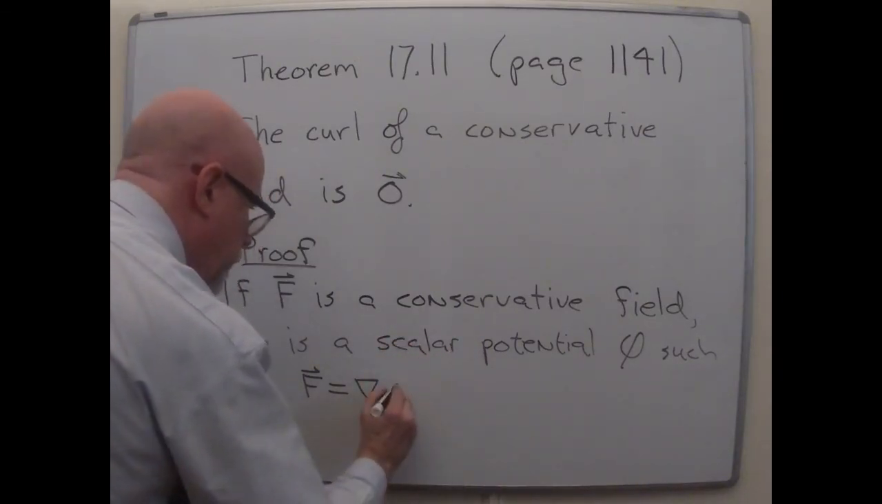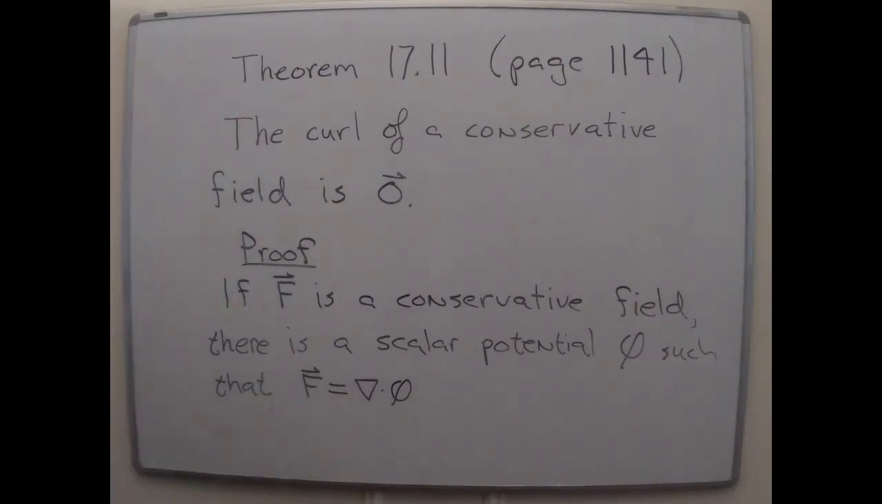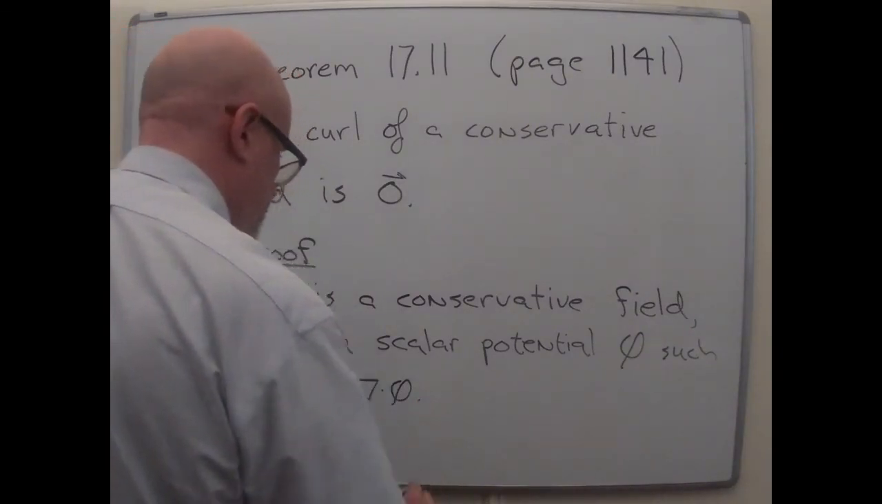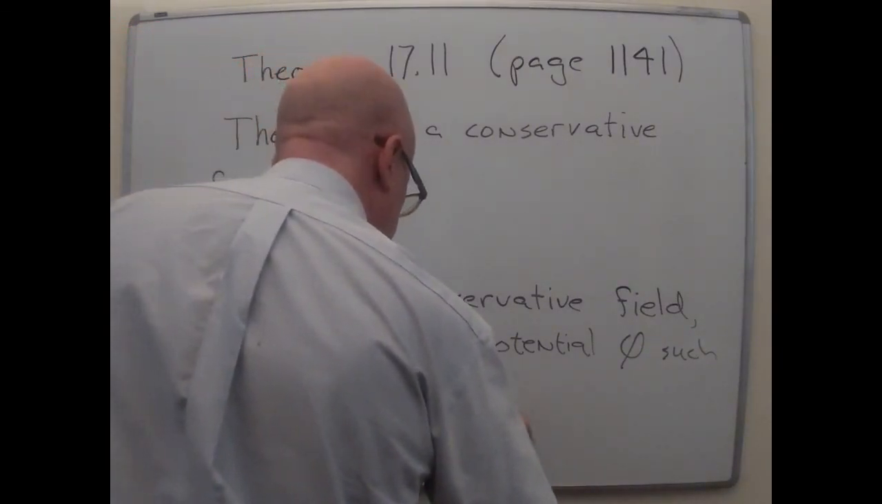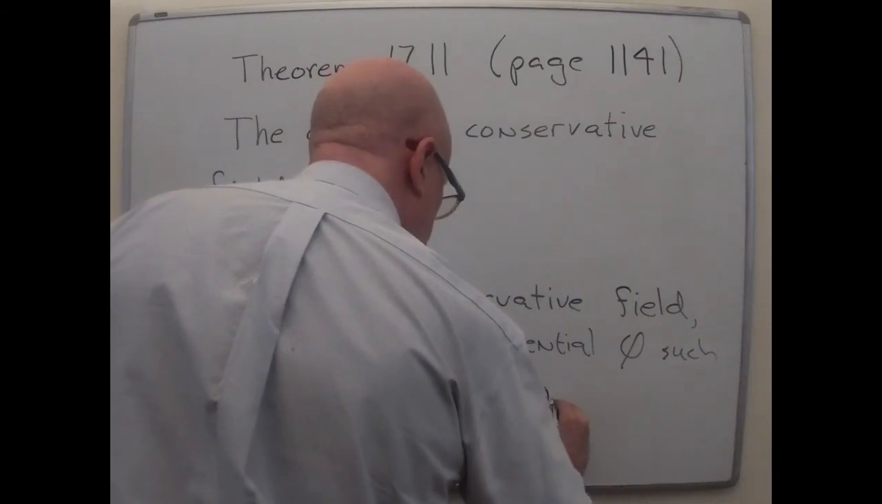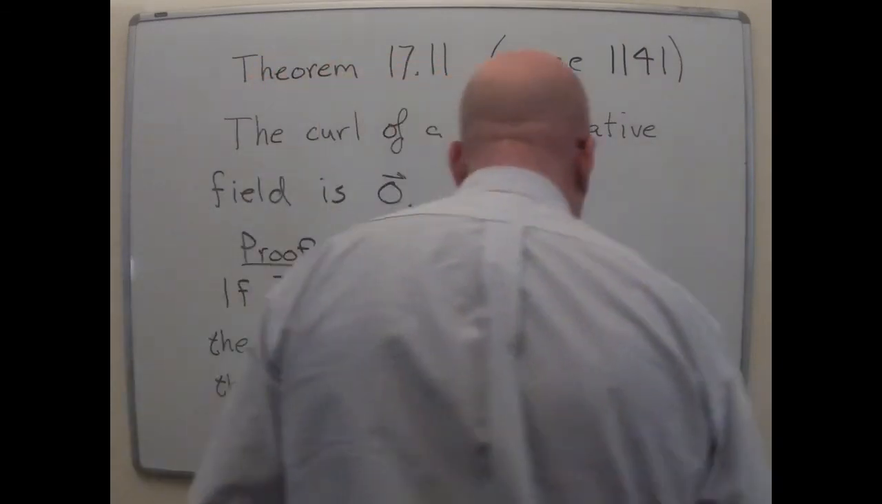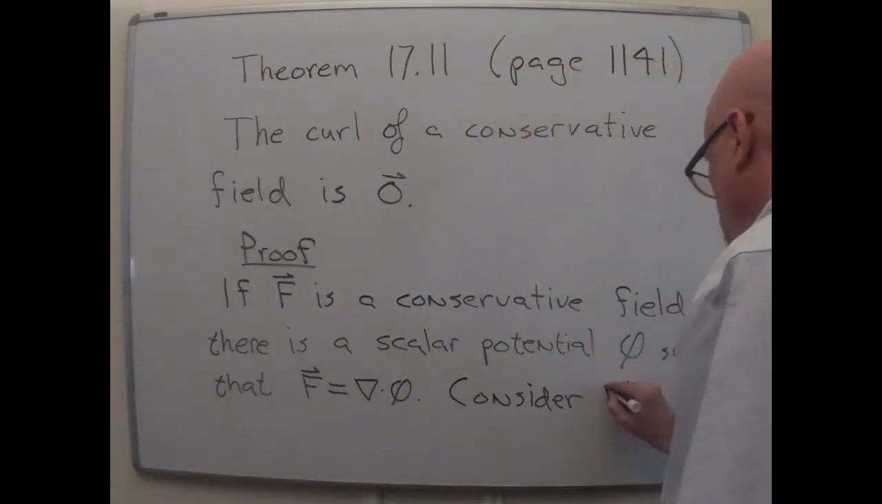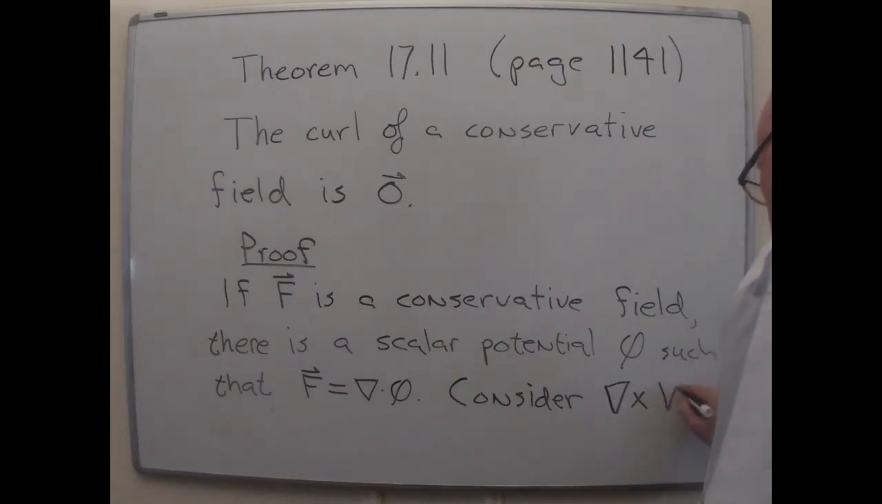I started to use a little F. I don't know why. Del phi. All right, so when we ask about the curl of this conservative field, we can also ask about the curl of del phi. So I just want us to think about what happens when you do del crossed with del of a function.